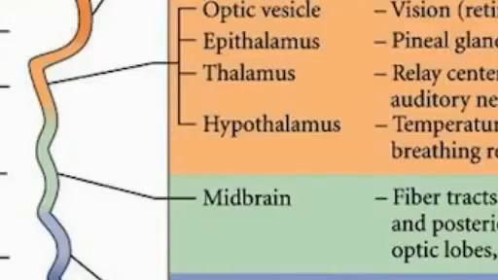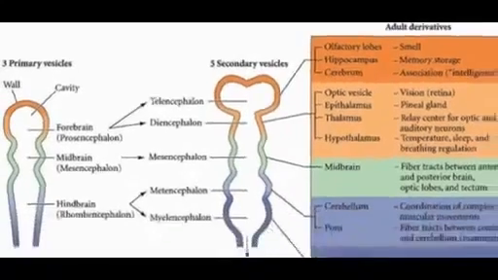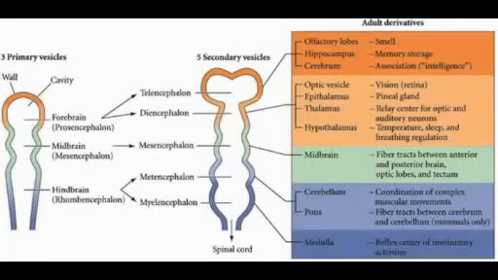This is number 8. Okay, in number 8, the chart gives you the different origins of different parts of the brain. So go to the orange one, where your diencephalon is. Diencephalon gives you the optic vesicle, epithalamus, thalamus, and hypothalamus.